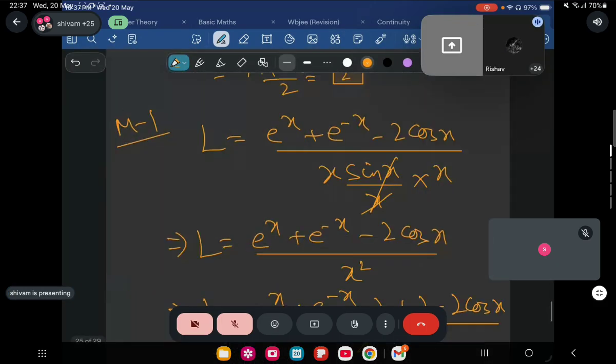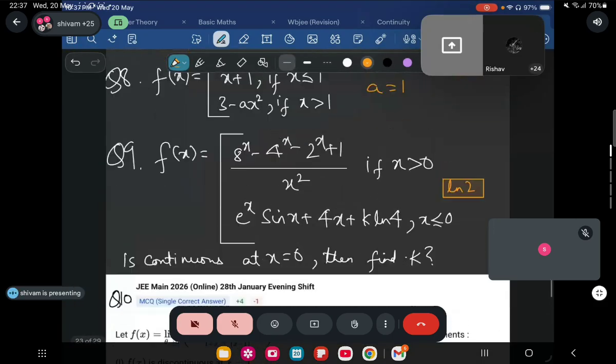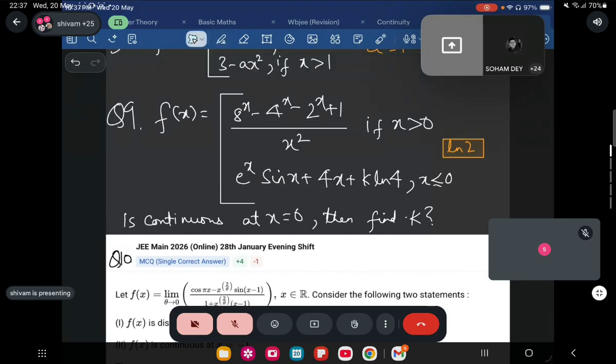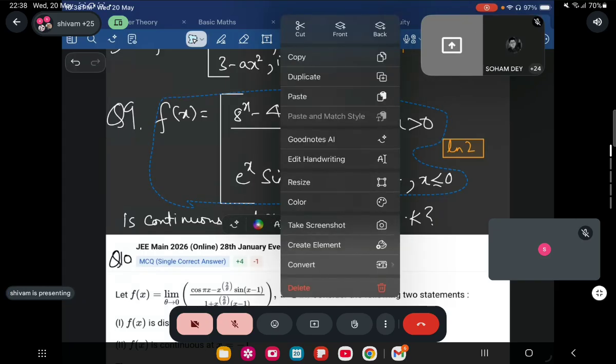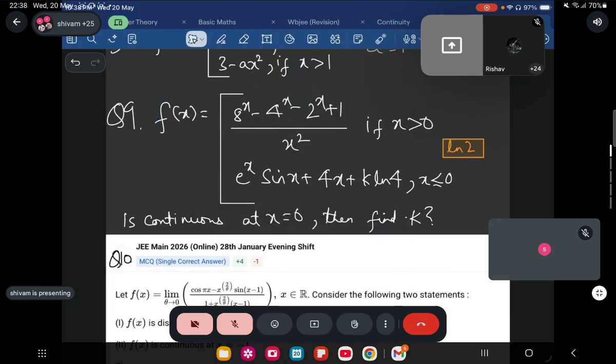Sir, could you solve question number 9? Somebody asked question number 9. Yes, sir, I had asked, but I got it correct. I was getting 4 by 3 ln2. Rishabh, pay attention. Hello, Rishabh, can you hear me? Yes.